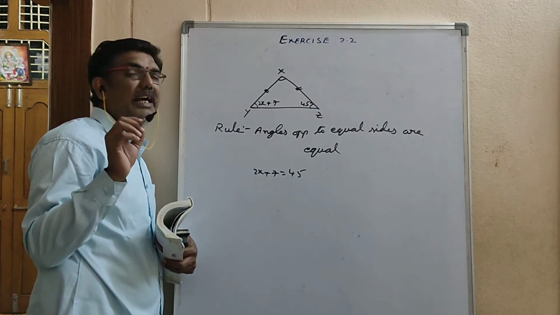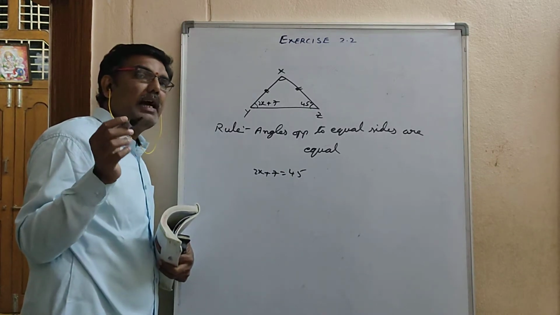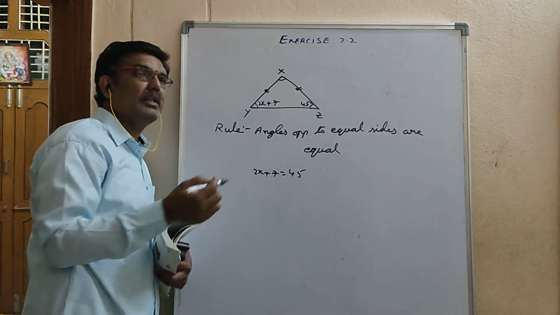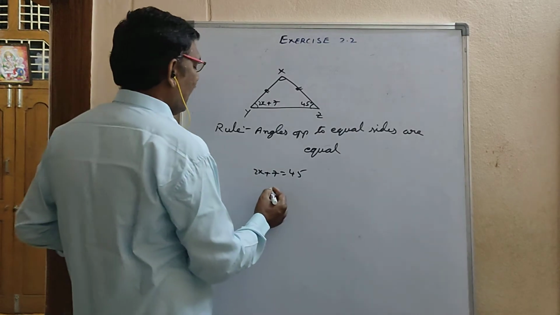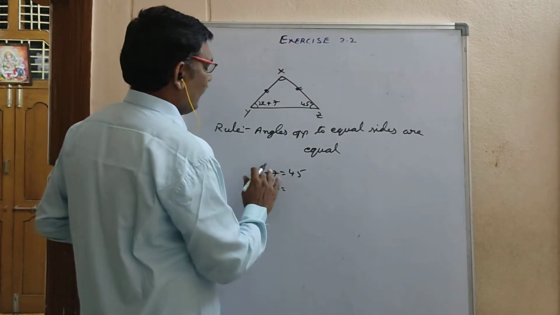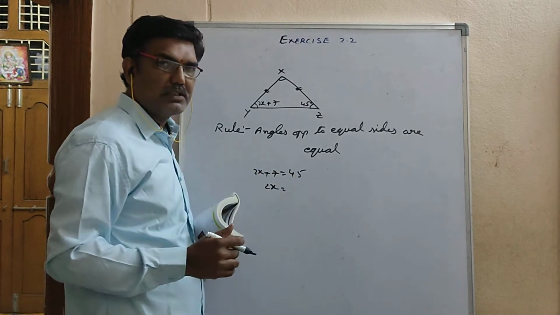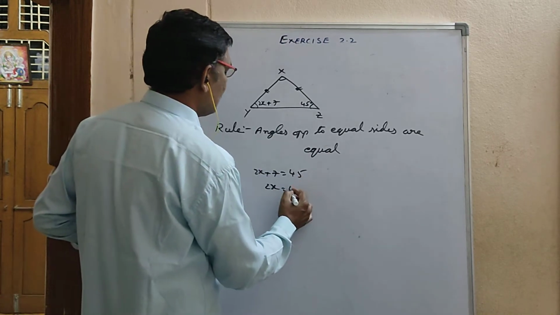If two sides are equal, the angles opposite to equal sides are equal. So I equated the sides. Now what I had to do? Same. Variables to one side, constants to one. 7 is constant, 45 is constant. Bring constants to one side.